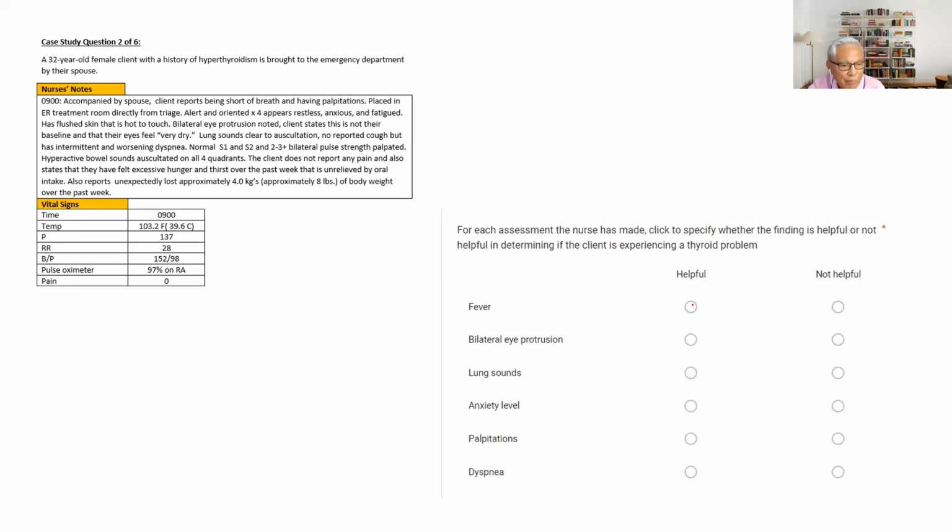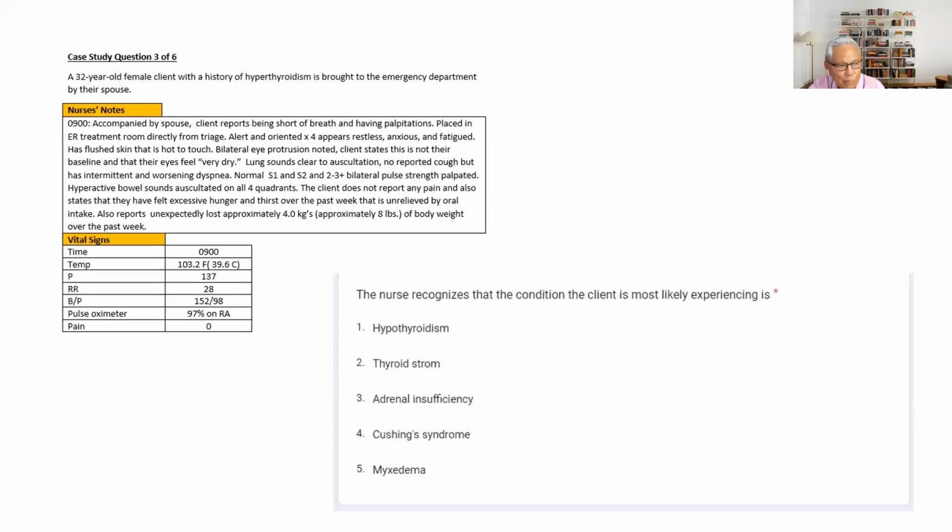You're all correct because fever, bilateral eye protrusion, anxiety, palpitations, and dyspnea are all going to be very helpful in determining if the client is experiencing a thyroid problem. So we all know that those are related to metabolic activity. Okay, so question number 3. So it's the same information. And the question is, the nurse is going to recognize that the client is most likely experiencing what?